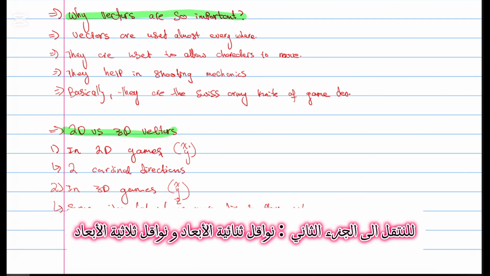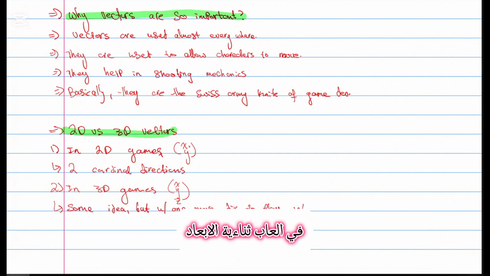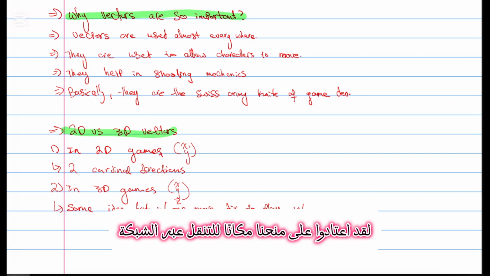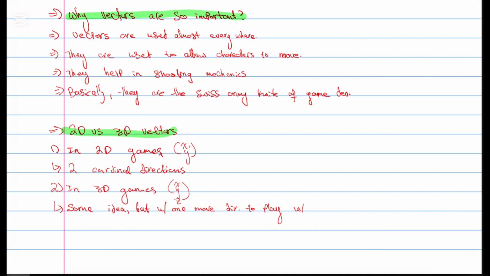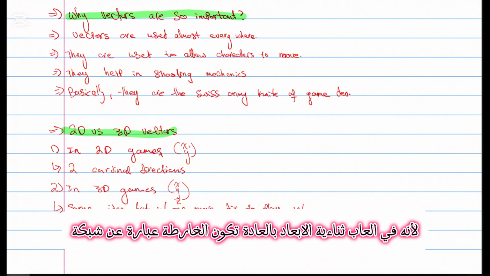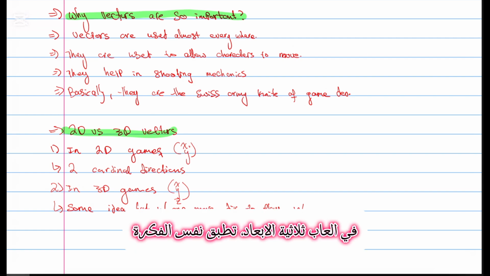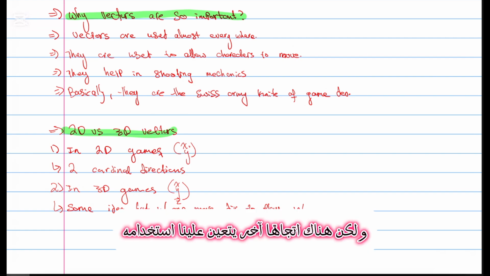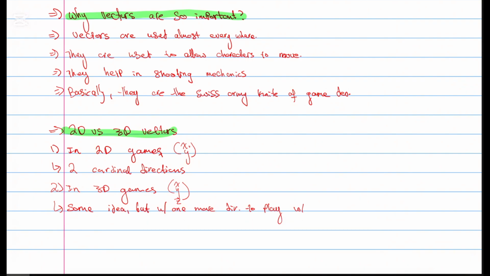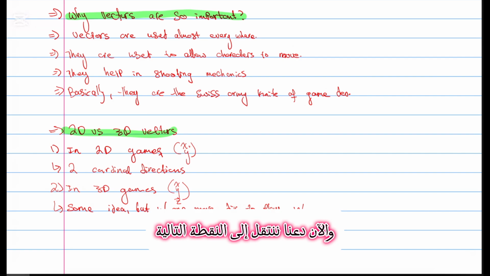So, 2D versus 3D vectors. In 2D games, as we just described, they are used to give us a direction to move in on grids, because 2D games are usually in grid space. In 3D games, it's the same idea, just with one more direction that we have to use. So now let's go on to the next point.